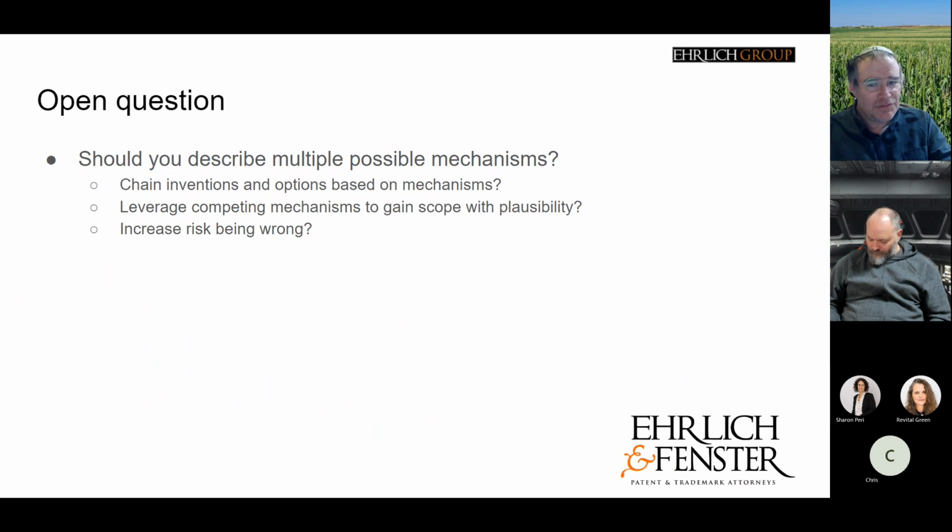I can use mechanisms to explain why I have more scope and why plausibility. And of course, and I've been told this by at least one examiner, you can't both be right. So the more mechanisms you describe, the more risk you have of being wrong in the sense of you haven't taught how to do it. And last but not least, you're helping your competition without clearly getting an improvement in protection.